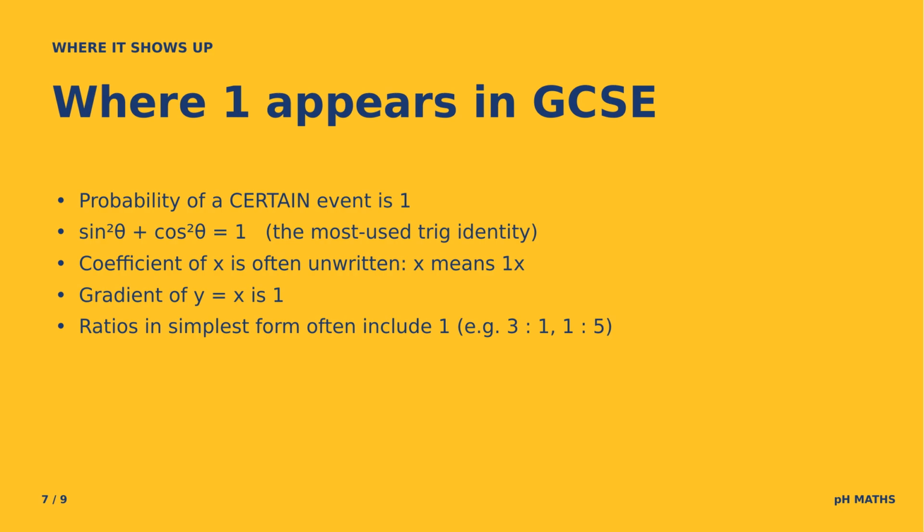Where 1 actually appears in your exam: the probability of a certain event equals 1, that's the upper bound. Sine squared theta plus cosine squared theta equals 1, the single most used trig identity on the syllabus. The coefficient of x when written alone is 1. The gradient of y equals x is 1. And ratios in simplest form often contain a 1. 3 to 1, 1 to 5.